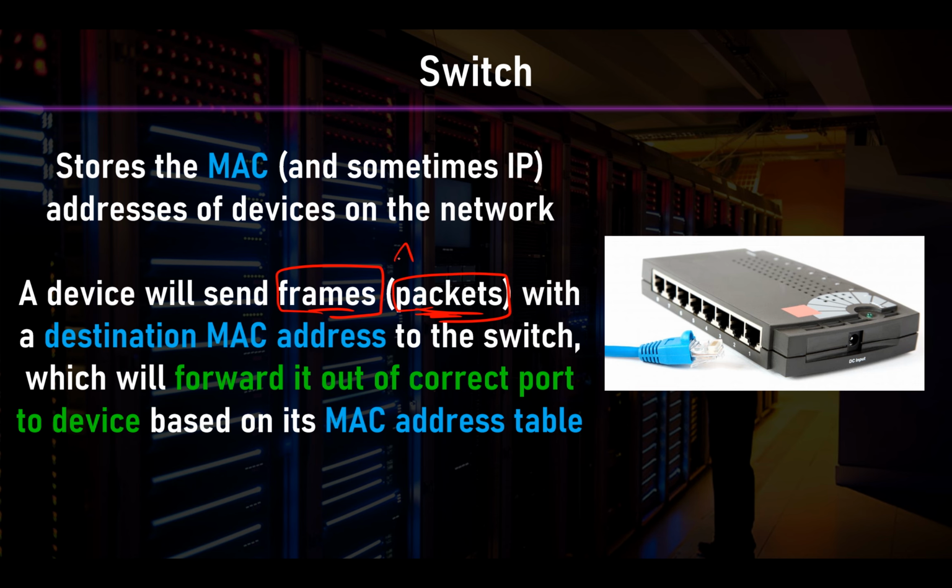Because to be honest, this is more of an A2 topic, the difference between frames and packets, the different layers of the OSI model. Anyway, a device is going to send frames, or packets, and these frames are going to contain a destination MAC address. This will be sent to the switch, which will then forward it out of the correct port to a device, based on its MAC address table.